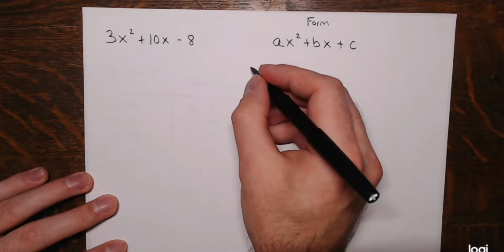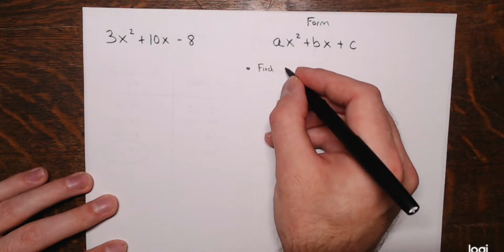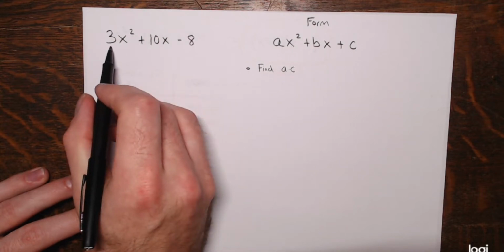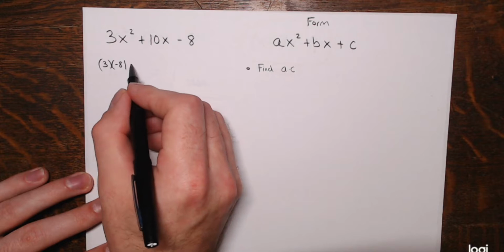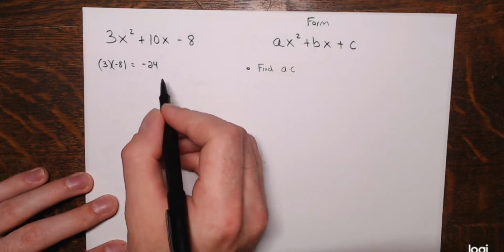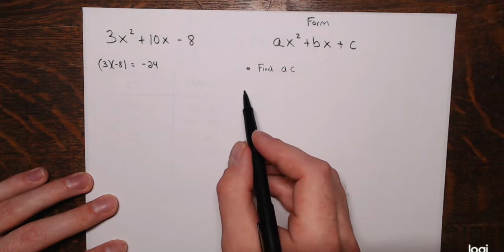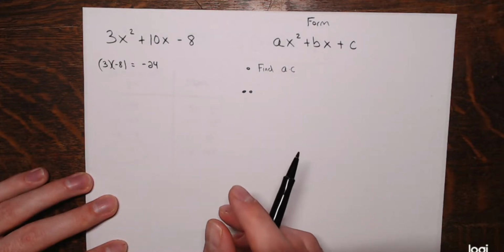The first step is find the product a times c. What's a times c? That's the lead coefficient times the constant, so that's 3 times negative 8. This is negative 24. So that's step 1, find AC. Next step is just like earlier when we were factoring trinomials.